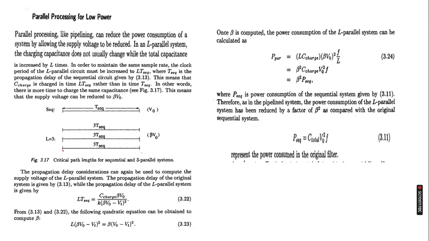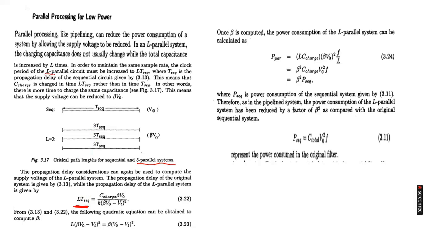So here, in this diagram you can see, it is a three parallel system. So the time taken, the propagation delay, becomes L into T sequence. T sequence is without parallel processing. Without parallel processing, the propagation delay time is T sequence. Now, when parallel processing is introduced, it becomes L into T sequence. L is 3. So L parallel circuit.